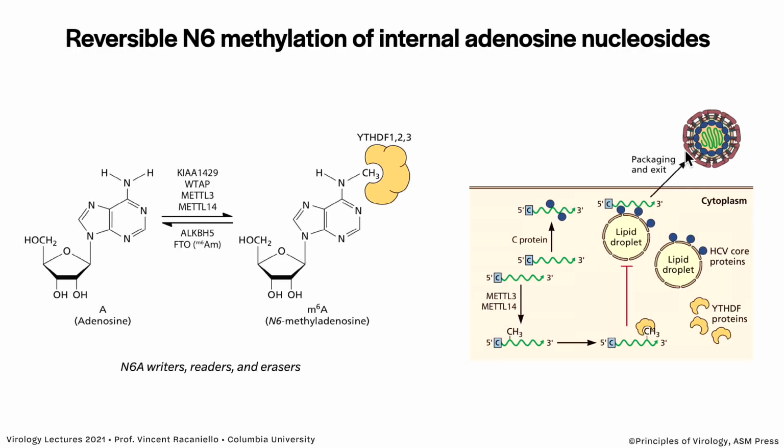So hepatitis C virus is a plus-stranded RNA virus, and the particles are assembled on lipid droplets in the cell, which are induced by virus infection. And what happens is the RNA binds to the core protein, which is shown here in blue. It's a viral protein, and that stimulates assembly into a particle. This viral RNA can be methylated on adenosines by METTLs. So here you now have a methyl, and the methylated RNA cannot associate with the core protein on the lipid droplet. So this methylation is basically a defense by the cell to prevent virus assembly.